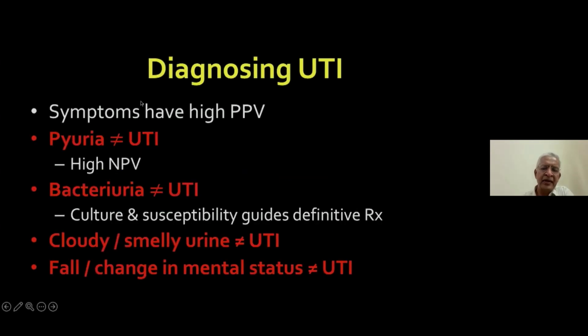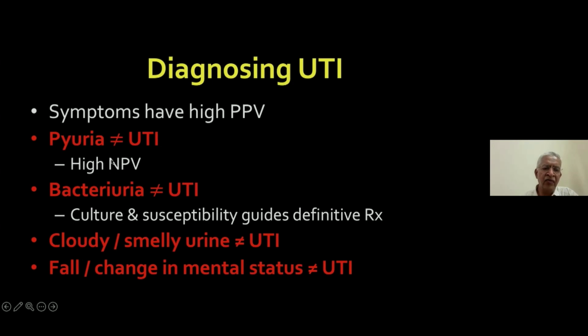Diagnosing a UTI, we know that symptoms, especially a combination of 2 or more symptoms like dysuria, frequency, suprapubic pain, have a very high positive predictive value, more than 95%. Pyuria, presence of WBCs in the urine, more than 10 cells per high-power field, or a positive dipstick test for leukocyte esterase is not UTI. Pyuria means inflammation of the urinary tract. It can be due to several conditions, including genitourinary tuberculosis, analgesic nephropathy, lupus nephritis, cyclophosphamide therapy, etc.